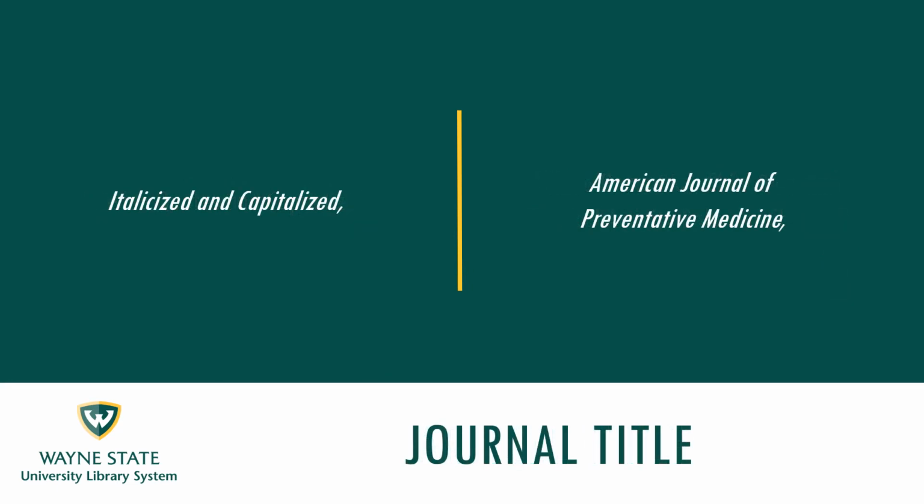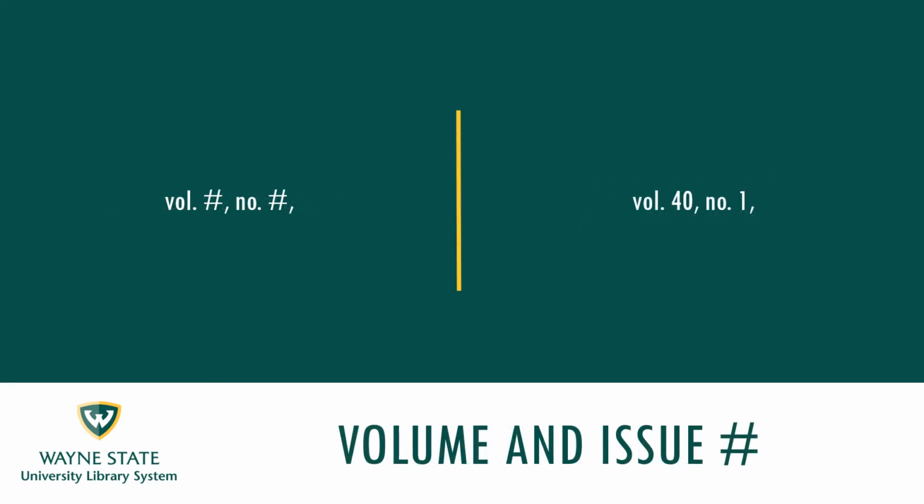The journal title follows the article title next in the citation. The journal title should be italicized, capitalized, and followed by a comma. After the journal title comes the volume number and issue number. This refers to the specific volume and issue of the journal that the article you are citing appears in. Type VOL followed by a period, then the volume number followed by a comma. Type NO followed by a period, then the issue number followed by a comma.